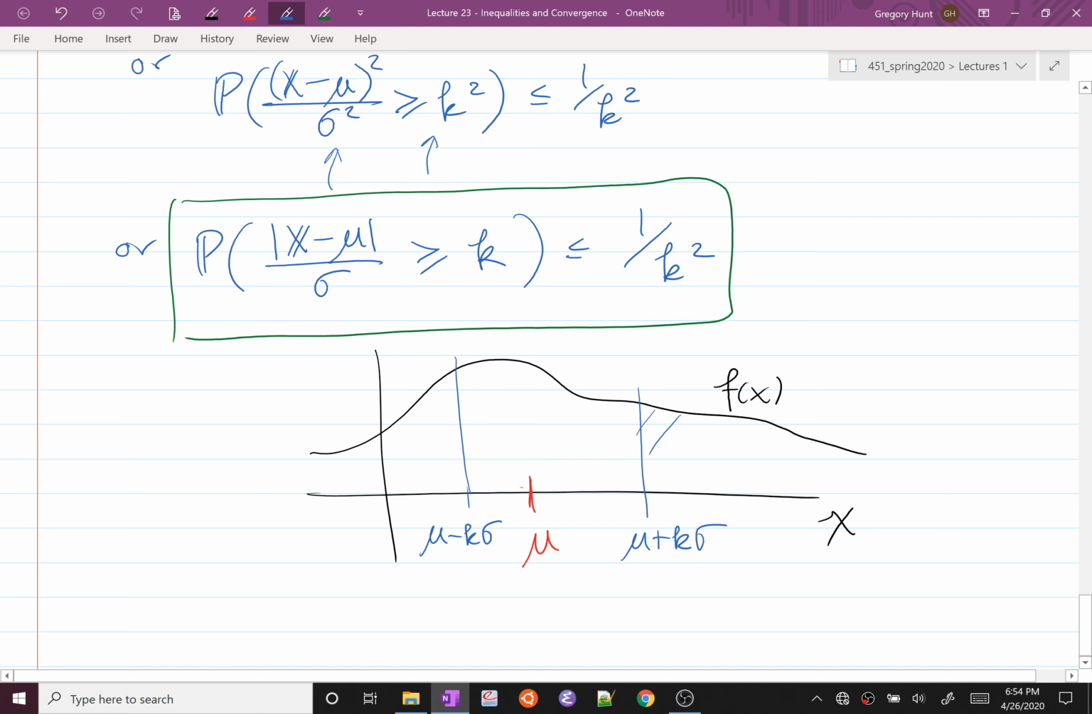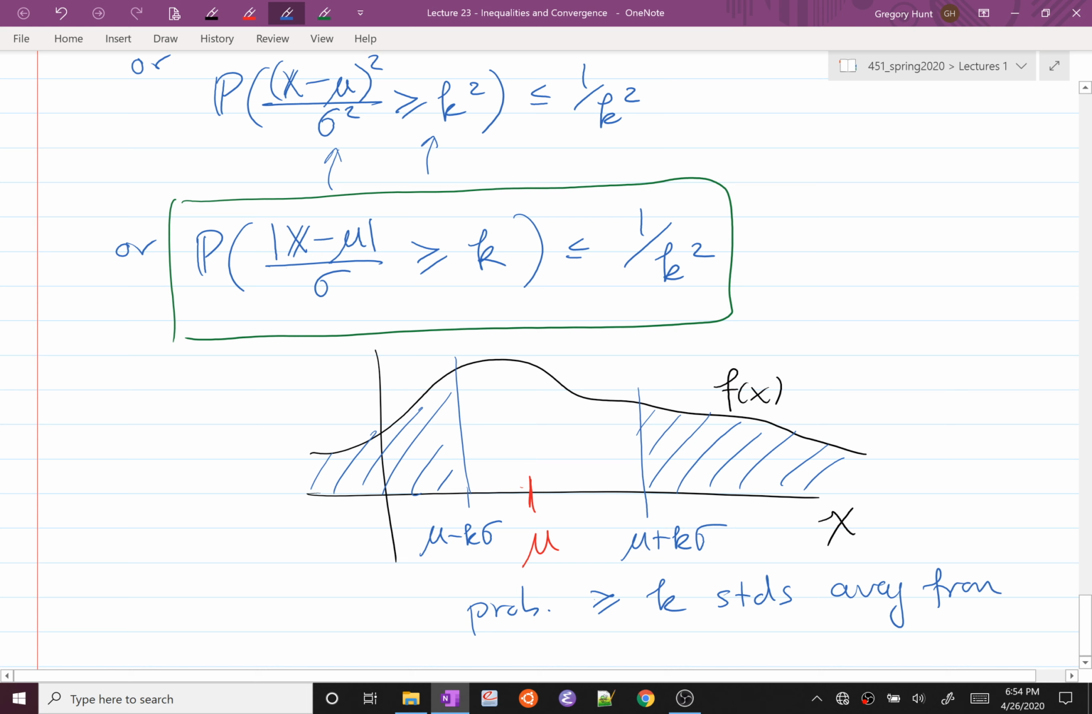The probability of being outside, either to the left or the right, more than k standard deviations away from my mean is less than or equal to 1 over k squared.